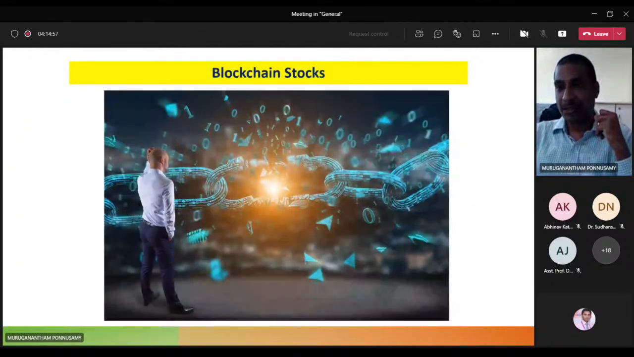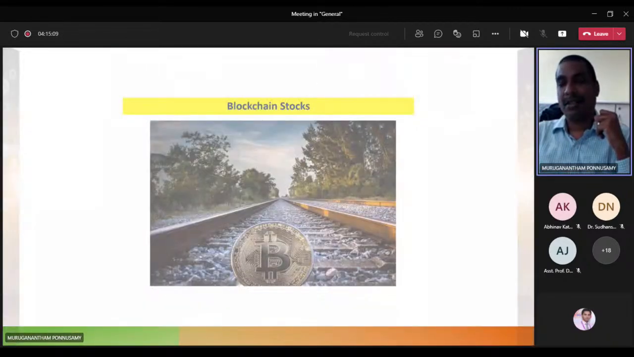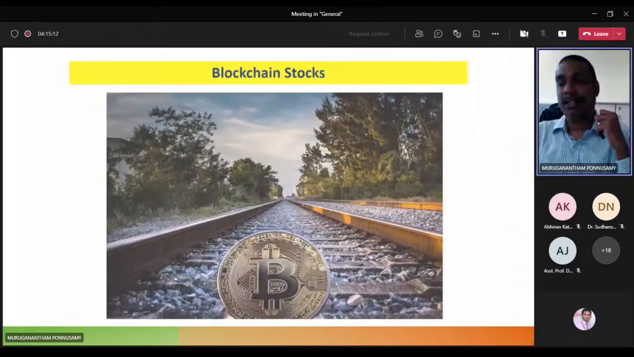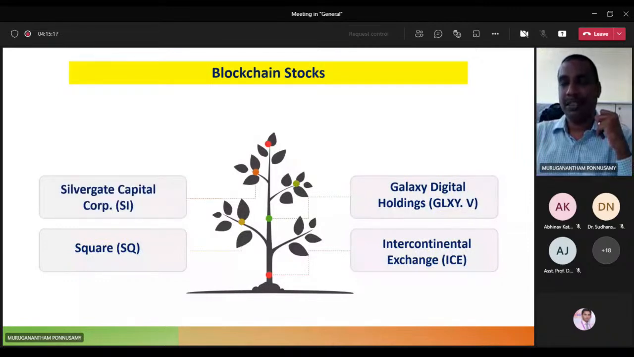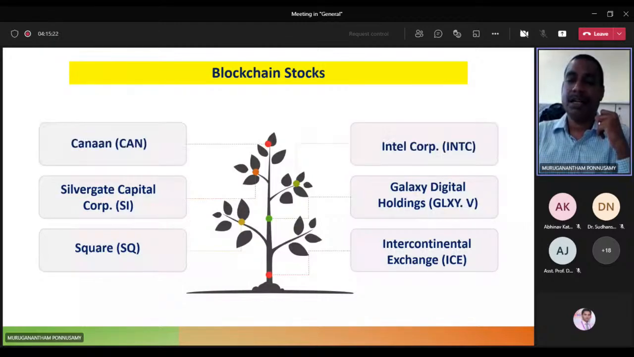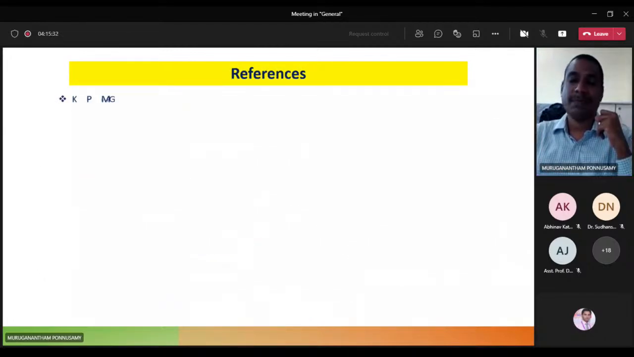In fact, stocks are a little bit connected with finance, so I put them up, and we people always want to make more money in less time. The blockchain stocks, some people are in top leader: Intercontinental Exchange, Square, Galaxy, Silvergate. You will say, I never heard these terms. But Intel Core and Canon are popular terms in this world. As per US News, these are the top 6 blockchain stocks in this world.